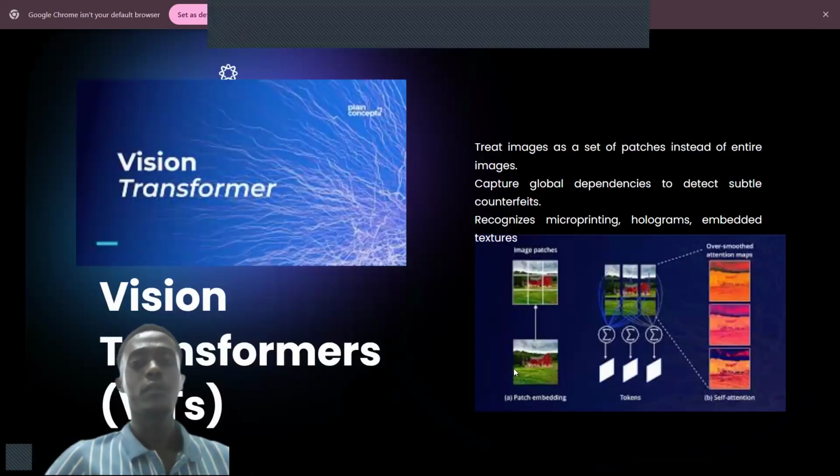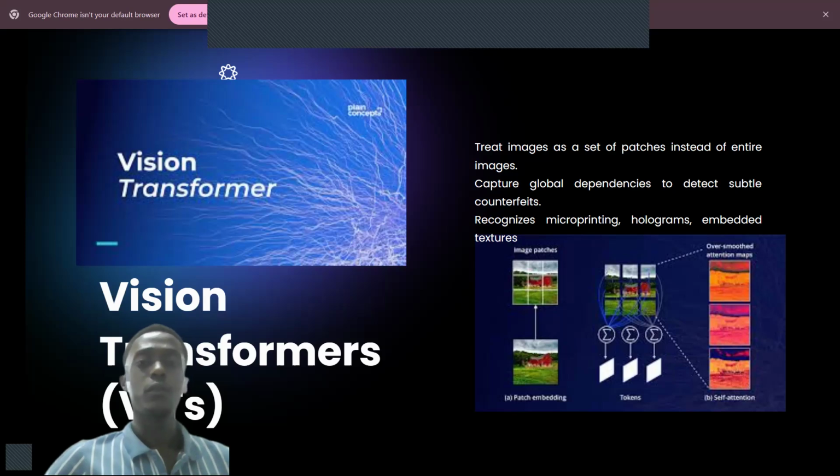Starting off with vision transformers. Vision transformers take images as inputs. After taking in images as inputs, as you can see from here, they come up with patches that are fed into the encoder. This encoder uses these patches to compare the images, the actual images that were fed into the model.